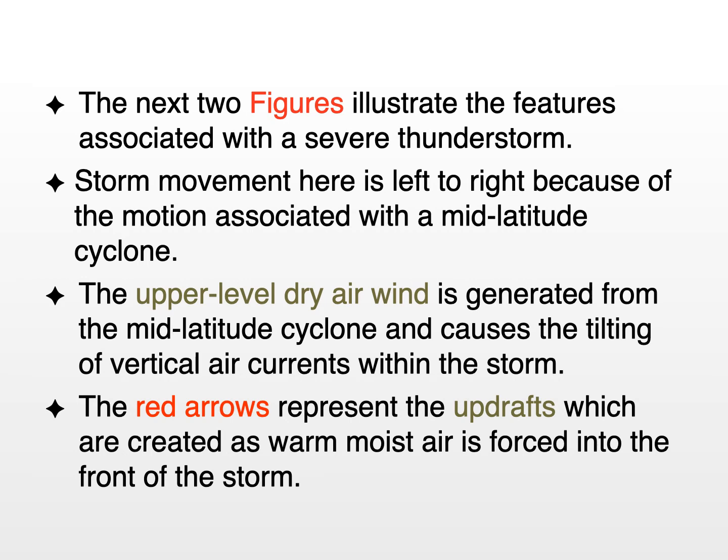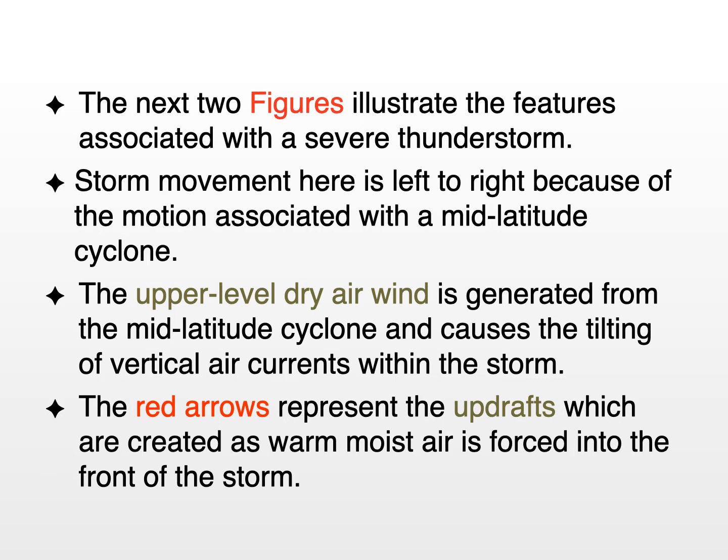So the next two figures display some of the features associated with a severe thunderstorm, sort of a cross-section will be the first one. And as I said, these storms move from left to right, or west to east, and it's associated with the mid-latitude cyclone cold front, or this dry line.